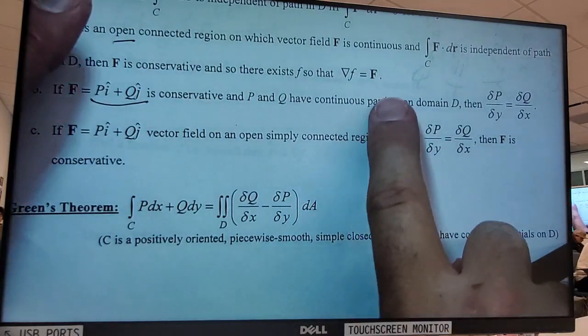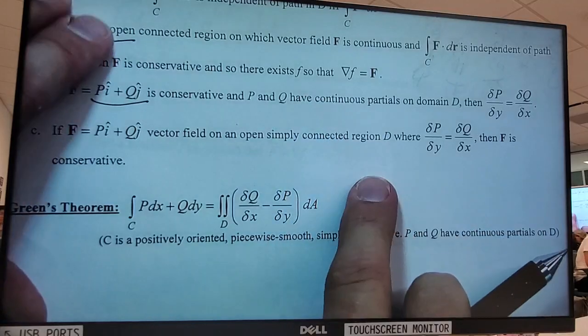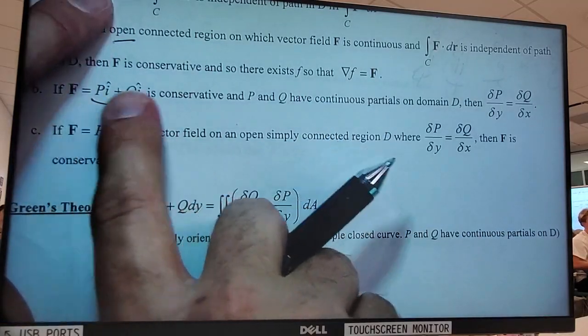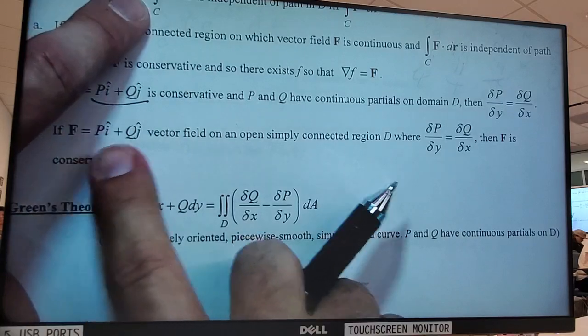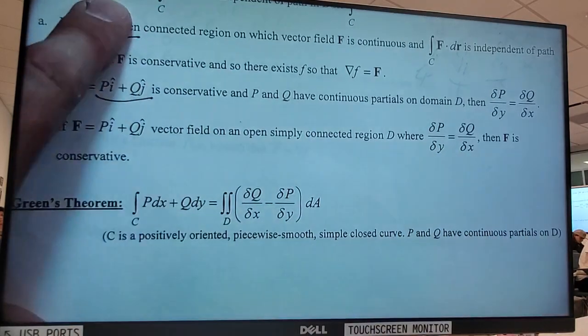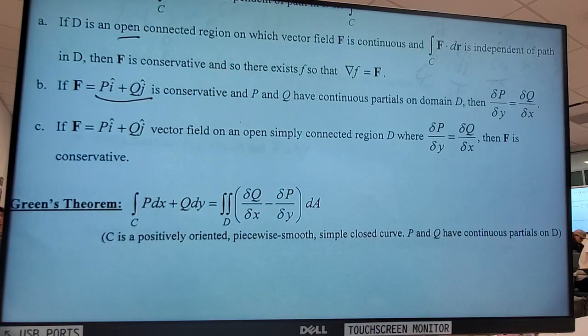These last two sound very familiar, are very similar, because this is if it's conservative, then this is true. This is if this is true, then conservative. So it goes both ways.